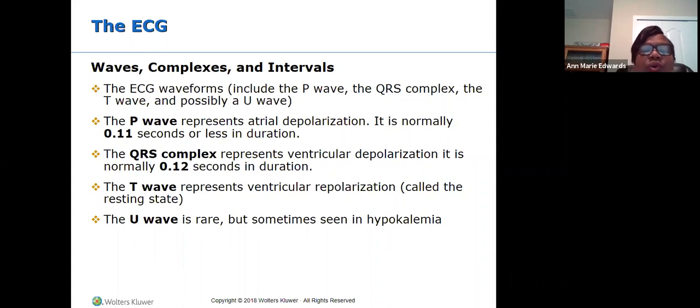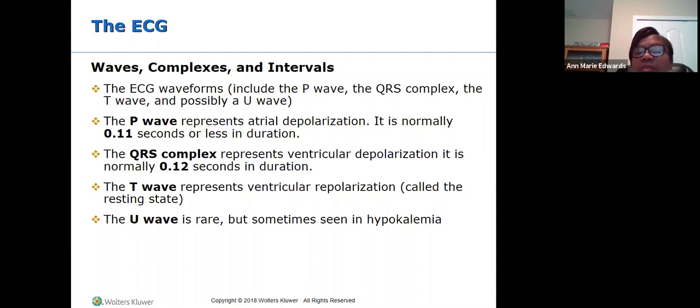Okay, it is normally 0.11 seconds or less in duration. The QRS represents ventricular depolarization or ventricular contraction. It is normally 0.12 seconds in duration. So you see that the width of the P wave and the width of the ventricular wave is similar. Width of the atrial wave, width of the ventricular wave is similar. One is 0.11, one is 0.12.